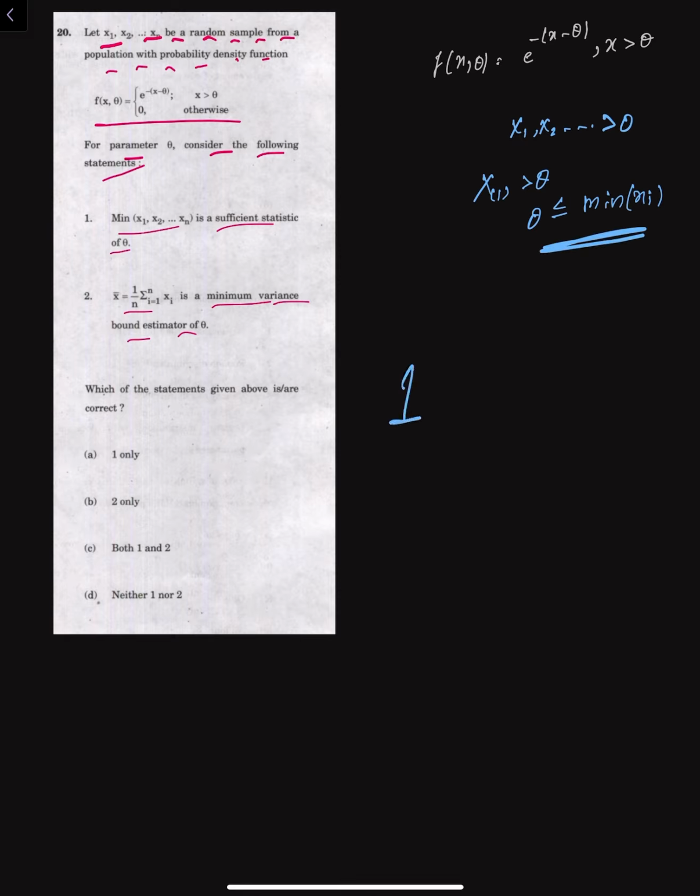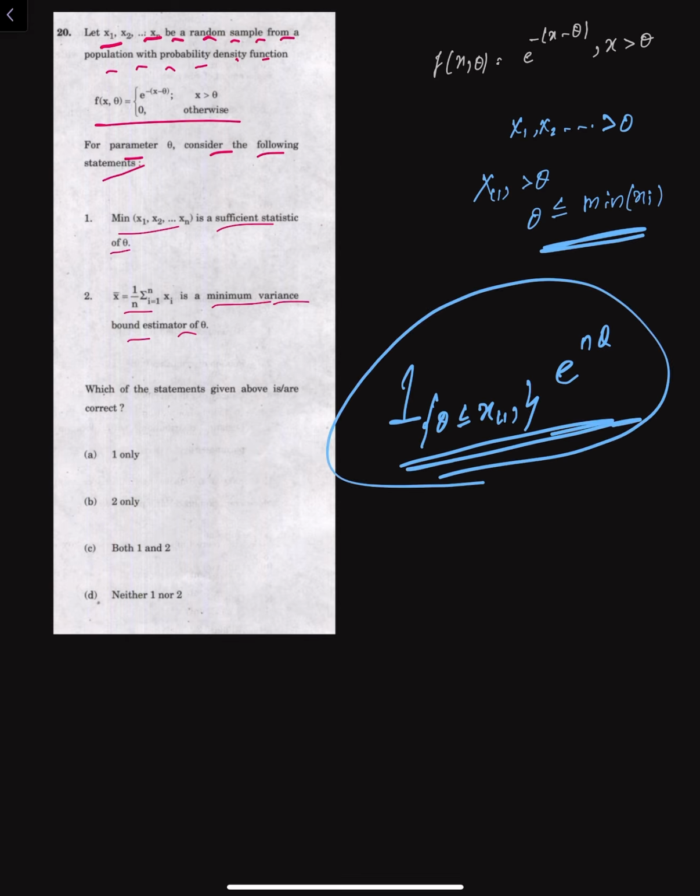So we can also see, more concretely, the likelihood is the indicator of theta less than or equal to x(1), times e to the power n theta. This is the likelihood. So the sample minimum is sufficient, and moreover, if you consider x(1) minus theta, this has a distribution independent of this theta. So this also implies that it is sufficient because it is a complete statistic, and we can in fact use this for UMVUE. So that's about the first statement.